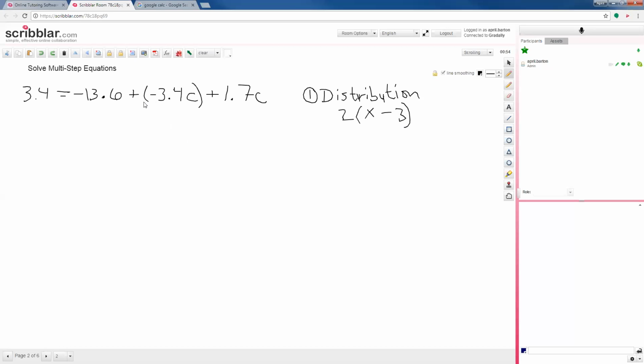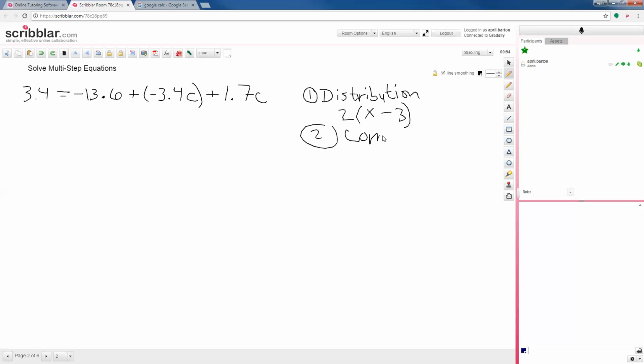This problem does have some parentheses involved. There's parentheses around this negative 3.4c, but there's no number in front. There's no addition or subtraction inside. These parentheses are not about distribution. Sometimes when they have a negative number, they just put parentheses around it to show this is negative. You're adding negative 3.4. So you look for distribution. Sometimes you skip it. If there's no distribution to do, you go to step 2.